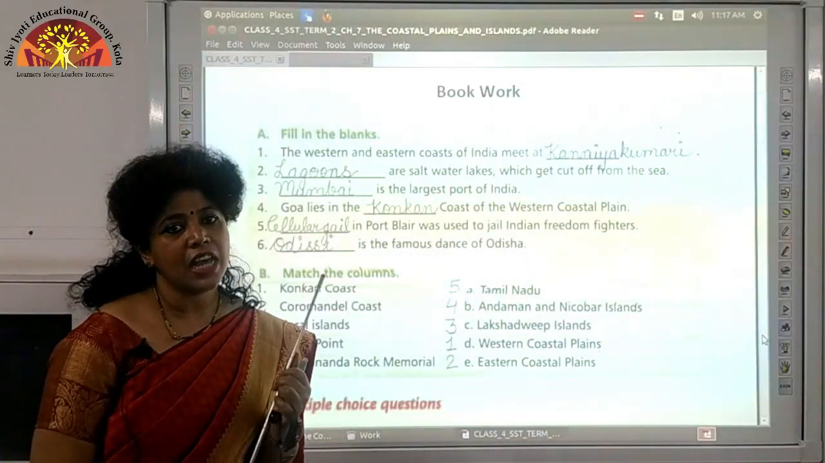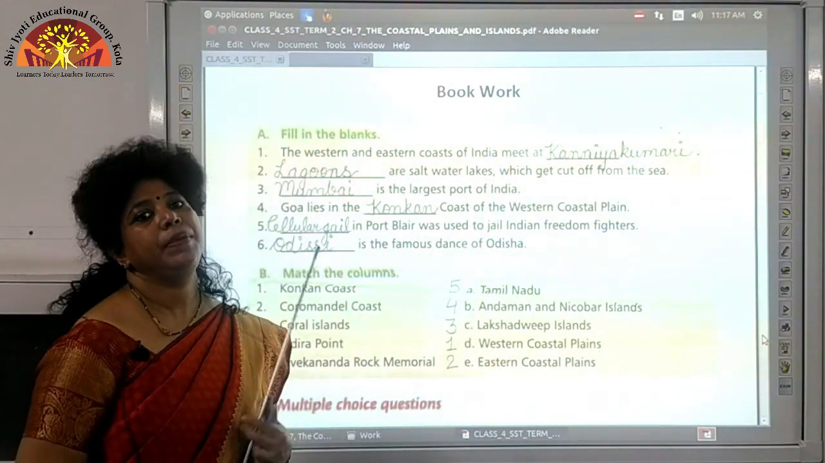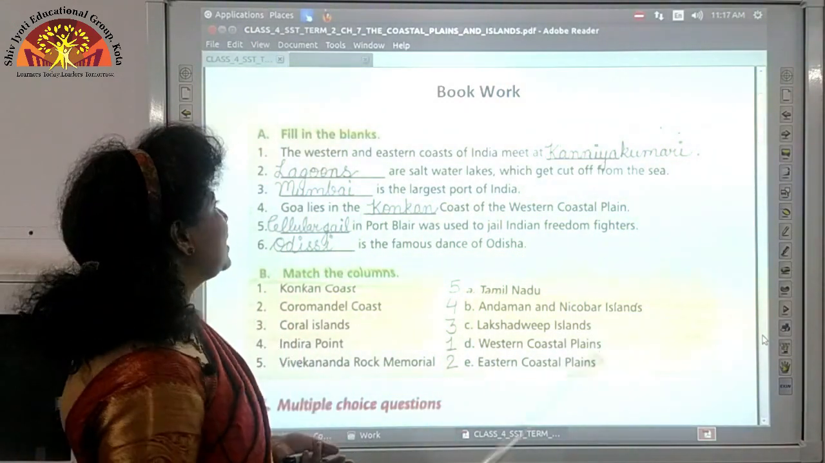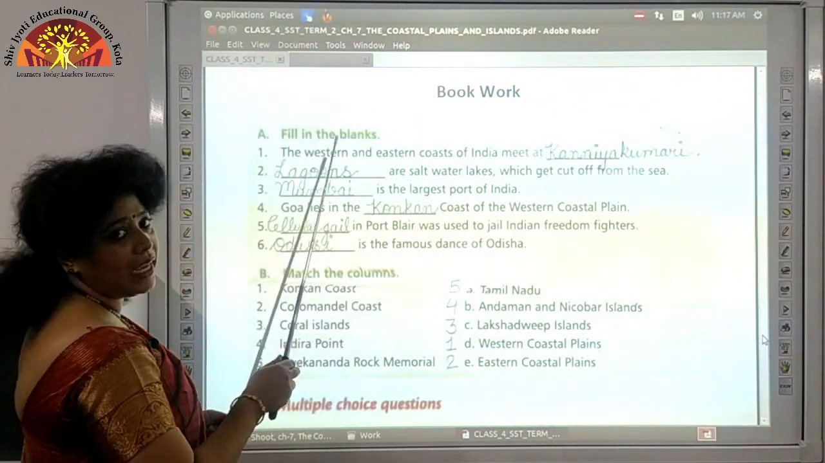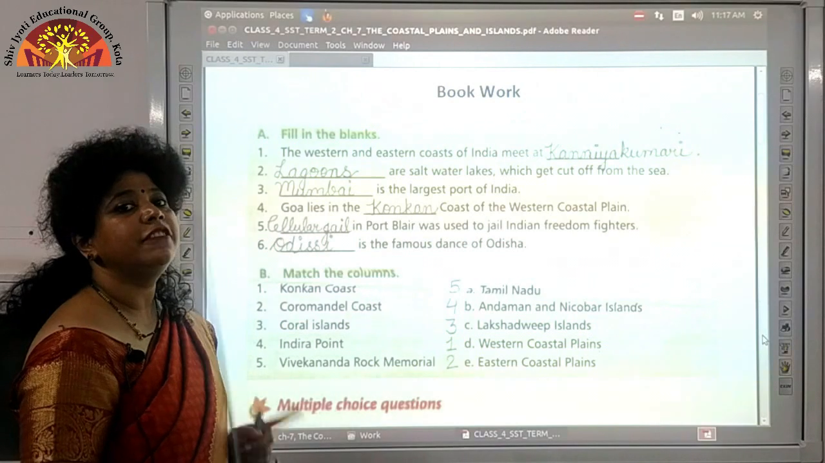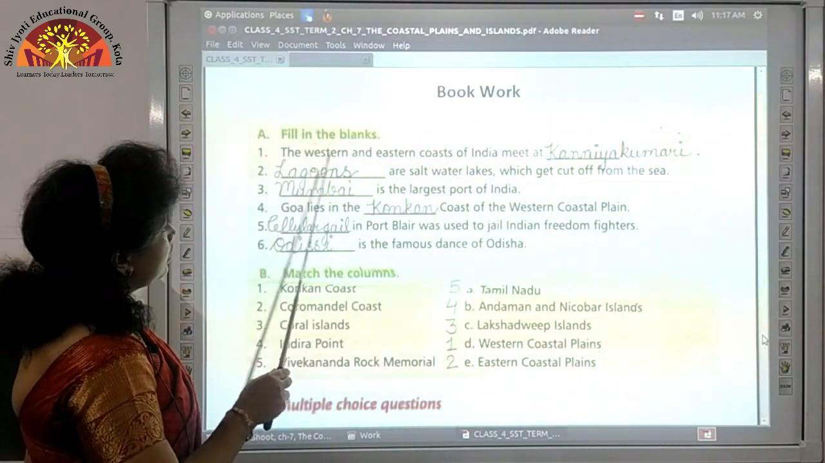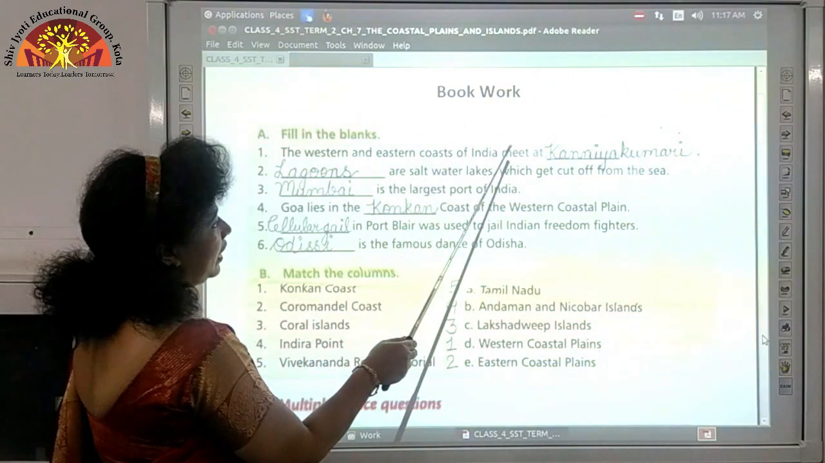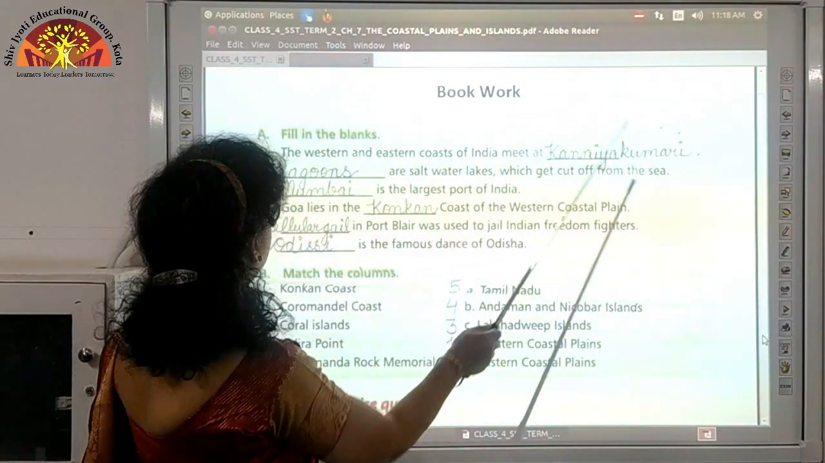Children, let us now start with the book work. For this I want you to open your textbook to page 54. So exercise A, fill in the blanks. Remember it's page number 54 of your textbook. Let's start with the first question. The western and eastern coasts of India meet at dash. So they meet at Kanyakumari.